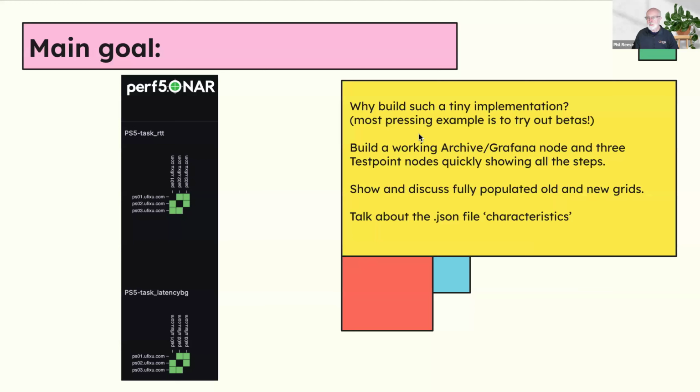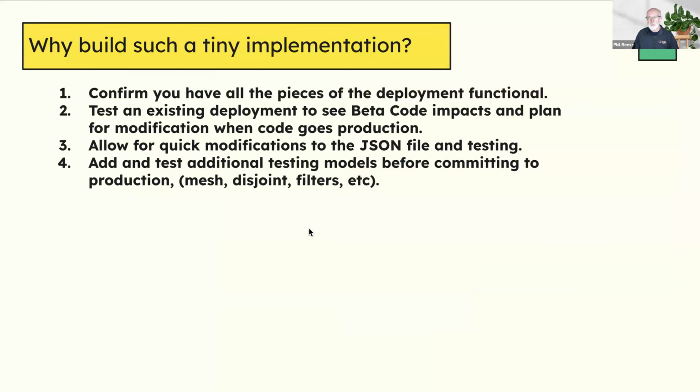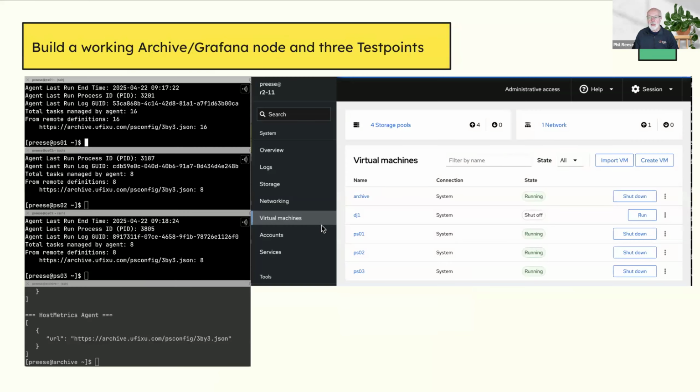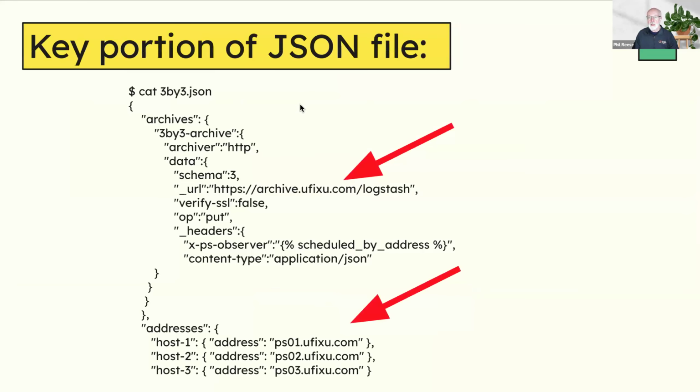Why build such a tiny implementation? We'll talk about that. Build a working Grafana node with 3 test points. Show and discuss a fully populated old and new system. Talk about the .json characteristics. Why build such a thing? And then we'll spend a lot of time here actually building a Grafana using the cockpit tool. We'll talk about some of the key things in the JSON file.